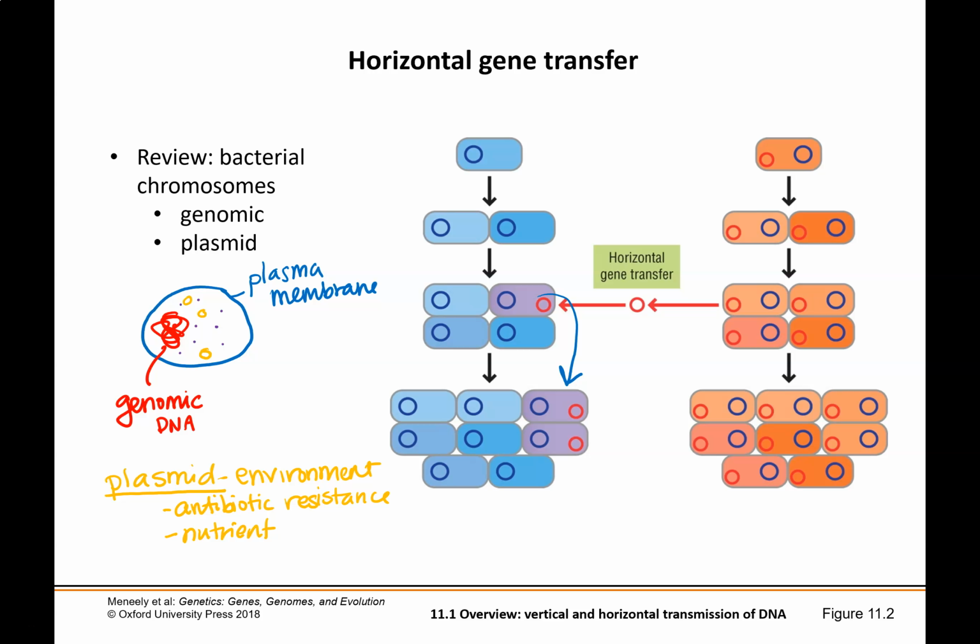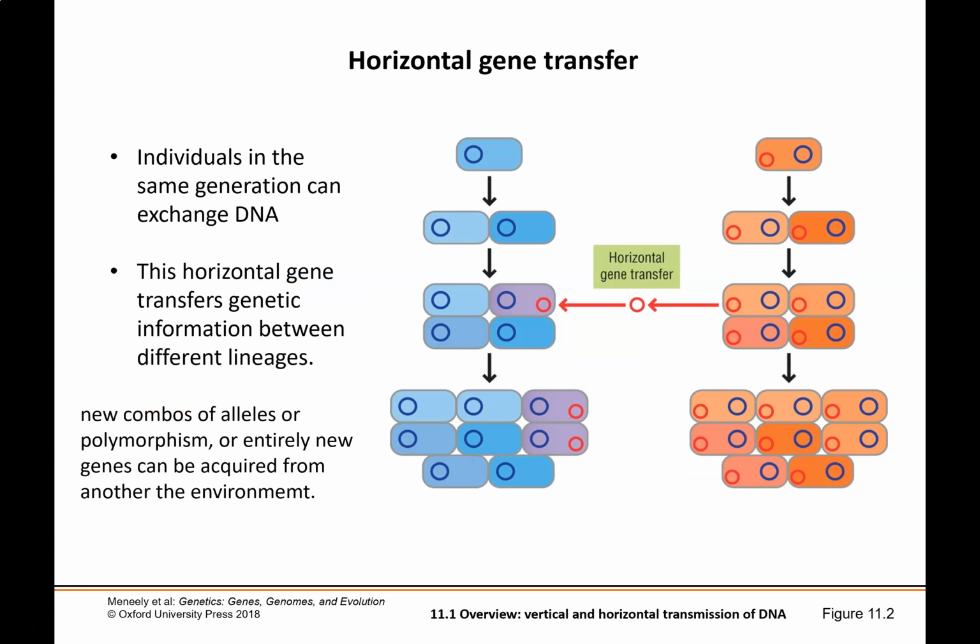Now, horizontal gene transfer can happen using plasmids, which is what's being depicted here. But you can also transfer genomic DNA. So some of this genomic DNA can actually be transferred horizontally as well. So in horizontal gene transfer, individuals from different populations within the same generation level can exchange DNA.